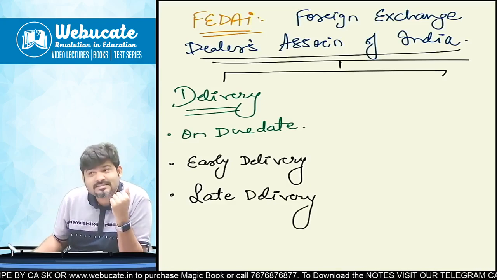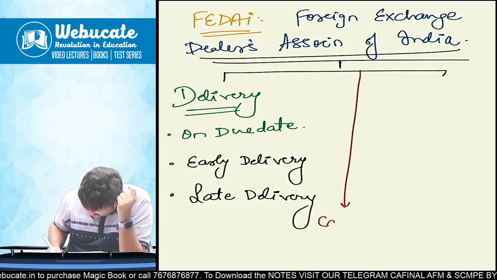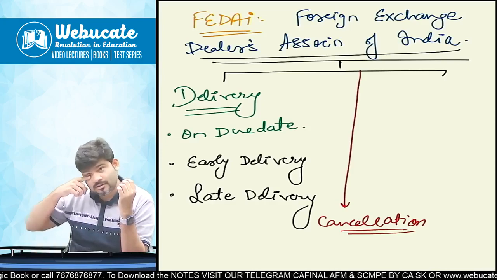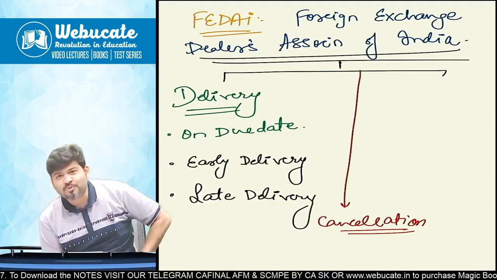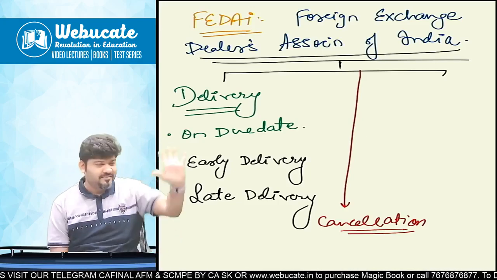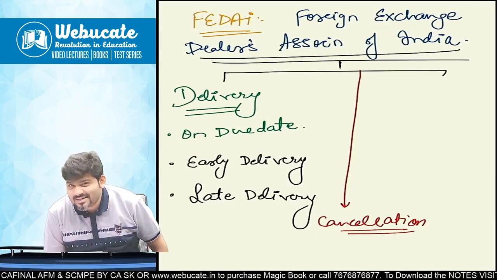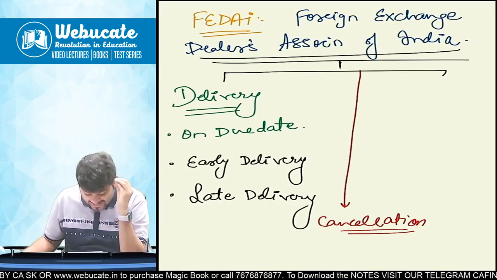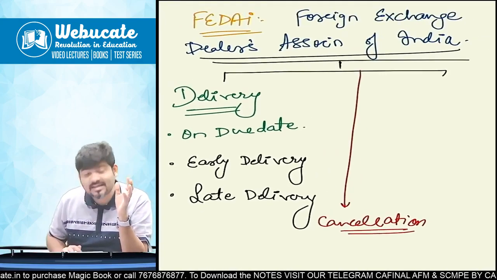Then what are the other possibilities? The next possibility is something called cancellation. On the date of delivery, say today I enter into a forward contract. After 3 months, my importer or exporter calls me that I am not able to deliver the goods, or there is going to be a war-like situation between your country and my country. Let's cancel the contract. If our buying-selling contract is cancelled, the forward contract will also get cancelled. That basically is called cancellation of contracts.